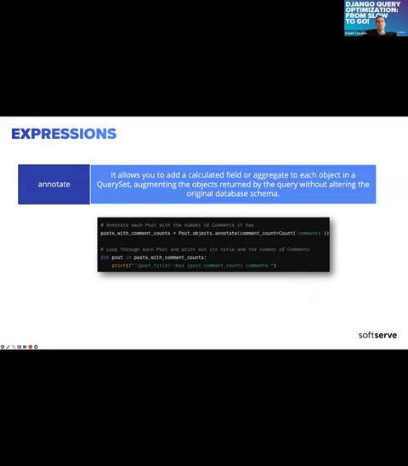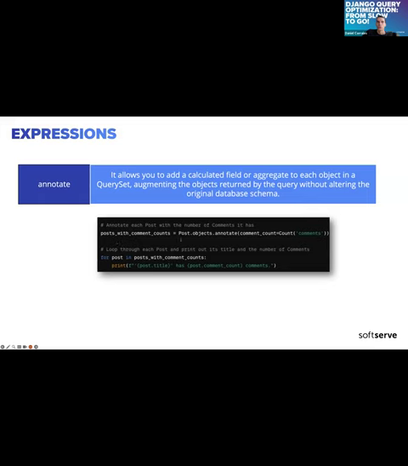Let's continue with this second one, which is annotate. The difference between aggregate and annotate is that annotate is appending a new specific column for every single row that is returning the object. So for this specific object, we are appending a new column, which is manually created. It allows you to add a calculated field or aggregate to each object in the query set, augmenting the objects returned by the query without altering the original database schema.